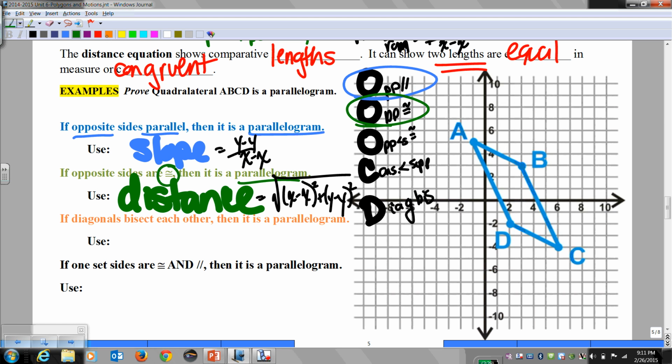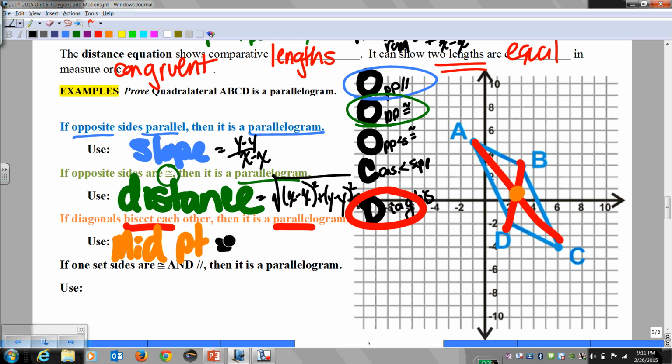Last, if I wanted to show that the diagonals bisect each other, then I would know it's a parallelogram. If we draw on the two diagonals, to show that the diagonals bisect, I would have to prove that that orange dot is a midpoint. So I'd have to use the midpoint equation, which is add the x's, divide by 2, add the y's, divide by 2.